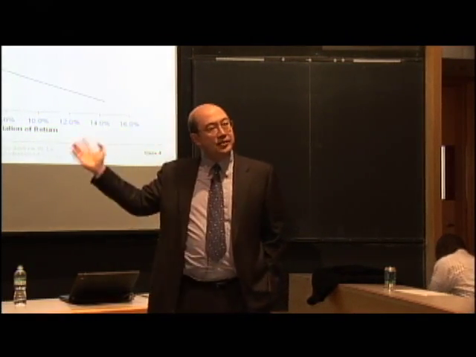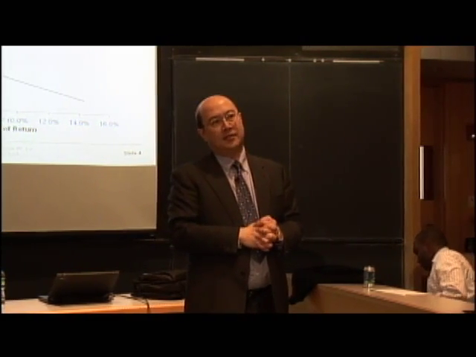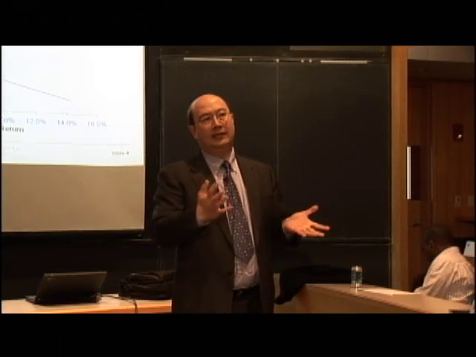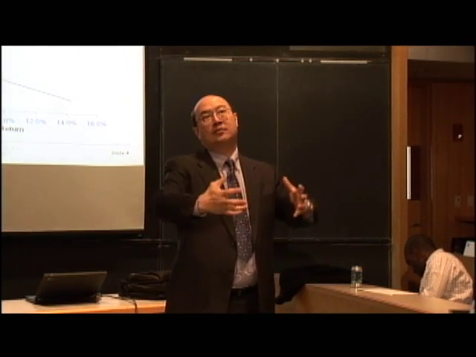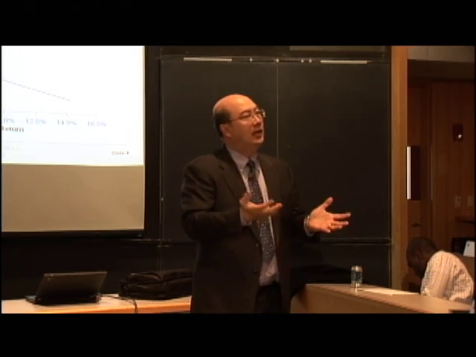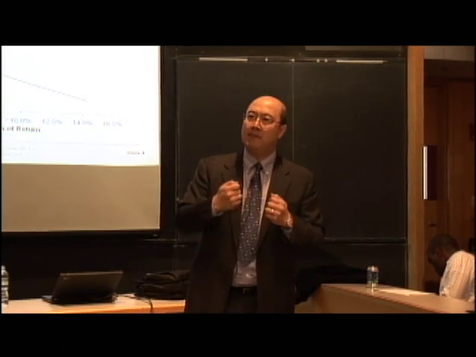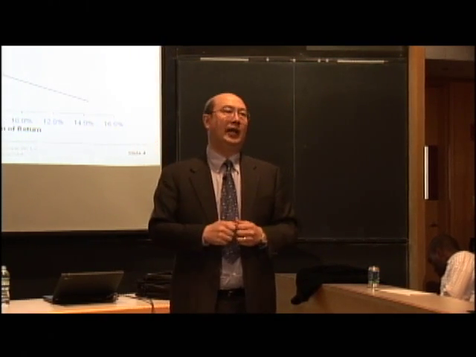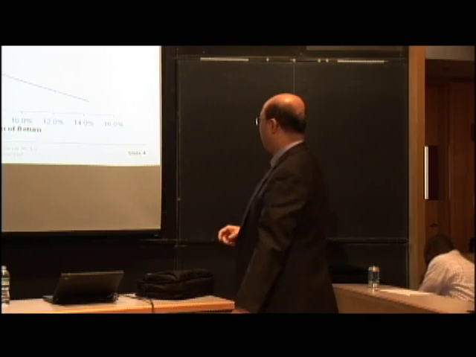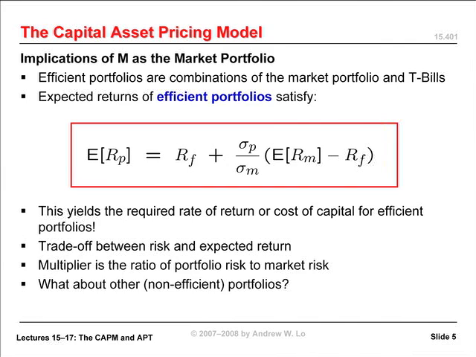Now, the tangency line has a special name too. That tangency line is known as the capital market line because it represents what all efficient capital markets should represent in terms of risk-reward trade-off. So if you are an efficient portfolio manager, you want to be on that line, okay? So the capital market line, the equation for that tangency line, is given by this.